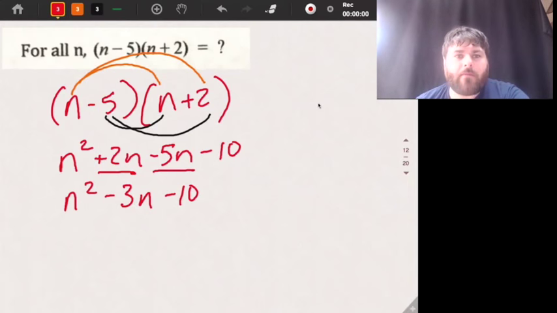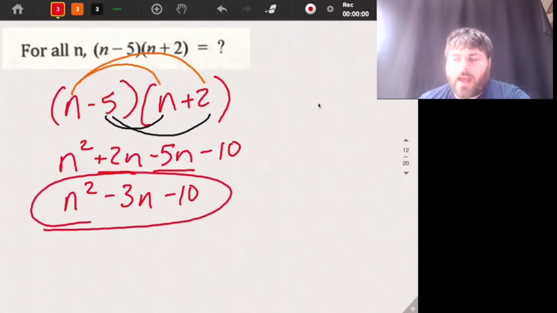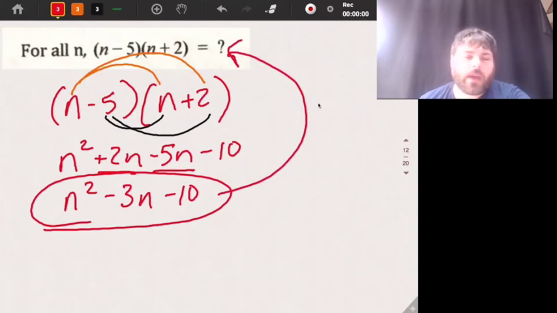So that 2n and that -5n makes -3n total. So we get n squared minus 3n minus 10. And that, for any n, is equivalent to what we had at the beginning.